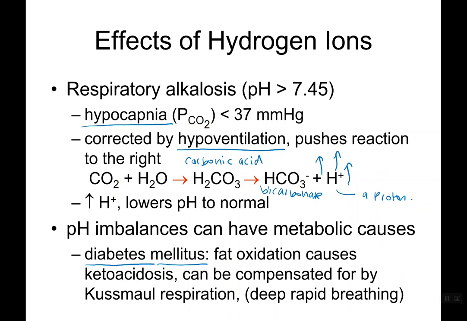And this creates a condition called ketoacidosis, which is acidosis of the blood as a result of increased ketone bodies, which donate protons to solutions as well. This can be compensated for by Kussmaul respiration, which is deep but rapid breathing. So in kids with untreated diabetes, you see extreme thirst and polyuria. They can't hold on to water. And you see this deep and rapid breathing, which is a result of the body's attempt to compensate for ketoacidosis.